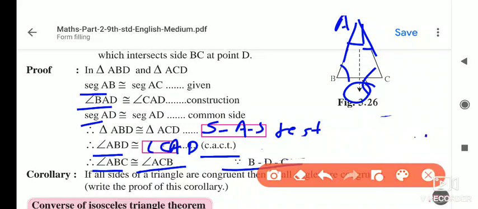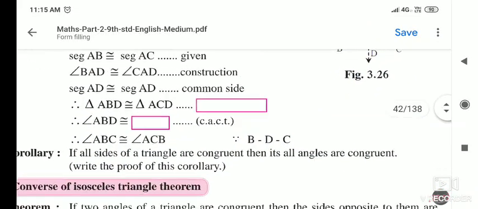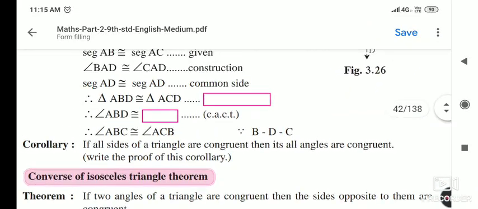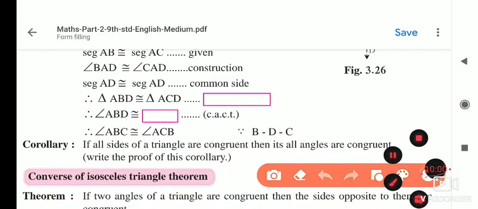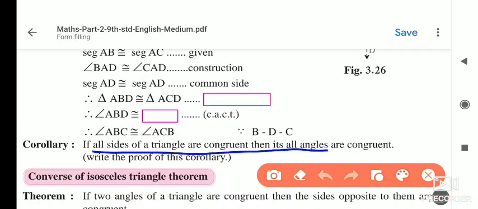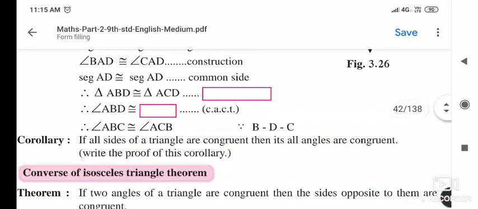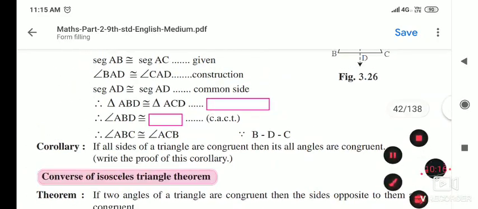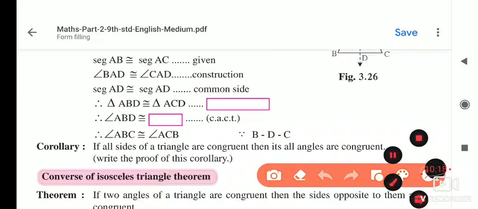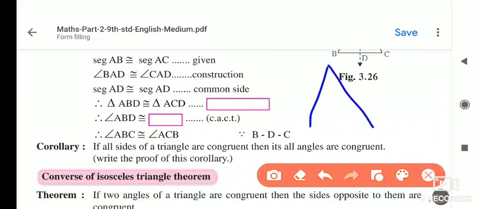Now we will see the next, that is the corollary of this theorem. So what is the corollary? If all sides of a triangle are congruent, then all its angles are also congruent. That we have to prove. Write the proof of this corollary. Today you try to write it. If you are able to, then it's okay. Otherwise I will explain it in the next lecture, because it is actually very easy.